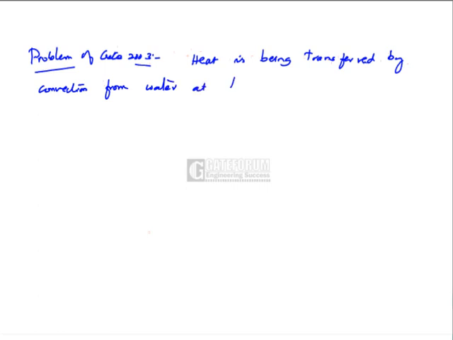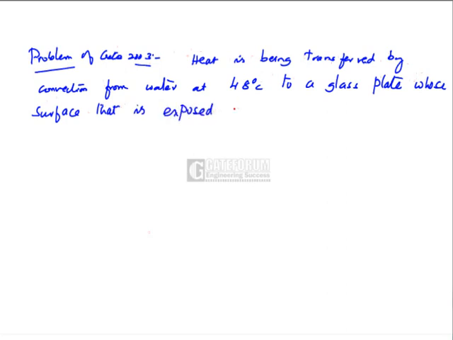Given on convection heat transfer. The problem is given like this. Heat is being transferred by convection from water at 48 degrees centigrade to a glass plate whose surface that is exposed to the water at 40 degrees centigrade.